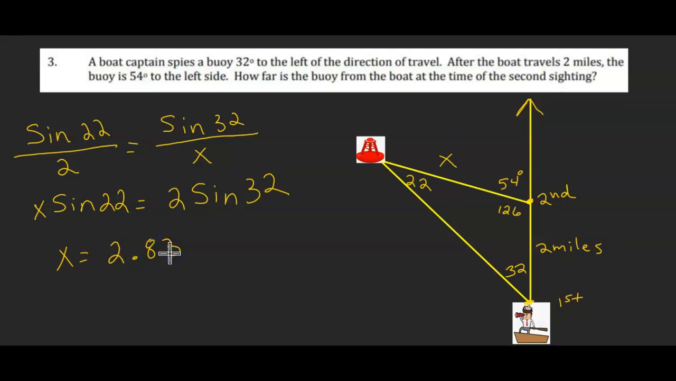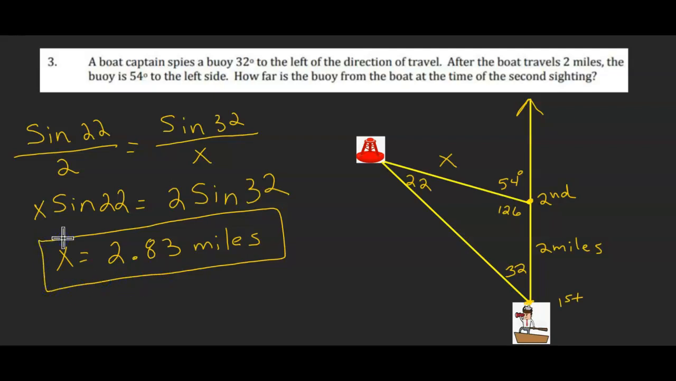They didn't ask us for a specific unit. They've told us that the boat was traveling in miles here. So just go ahead and put that label on miles. No need to convert unless they ask for a specific unit. So the hardest part about the word problems is actually drawing the diagrams.